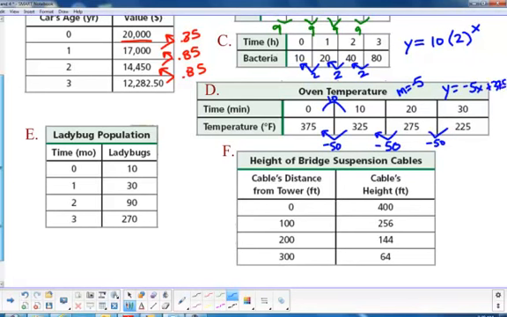All right, ladybug population. A lot of these animals reproduce exponentially because they have litters of things. So I'm assuming this is again exponential. 270 divided by 90 is 3. 90 divided by 30 is 3. 30 divided by 10 is 3. So y equals starting amount times constant multiple to the x power.